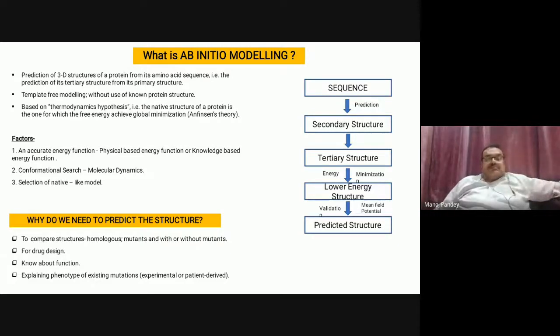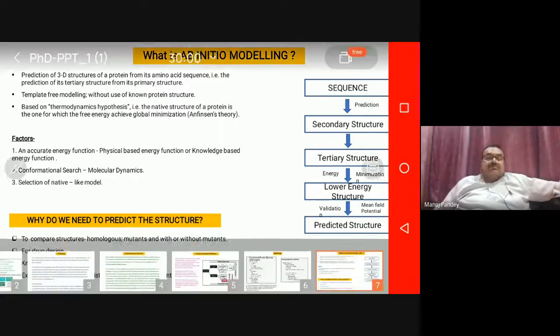There is a flow chart for ab initio modeling. We require the sequence. Then we predict the secondary structure. This secondary structure comprises alpha helices, beta sheets, loops, etc. Then the tertiary structure, then energy minimization is done so that we get the structure that has low energy. Then validation through mean field potential, and we can predict our structure.